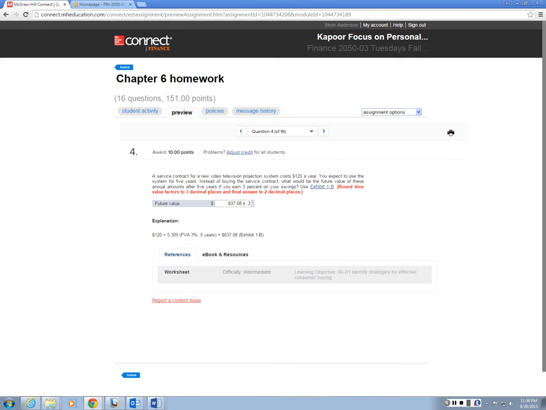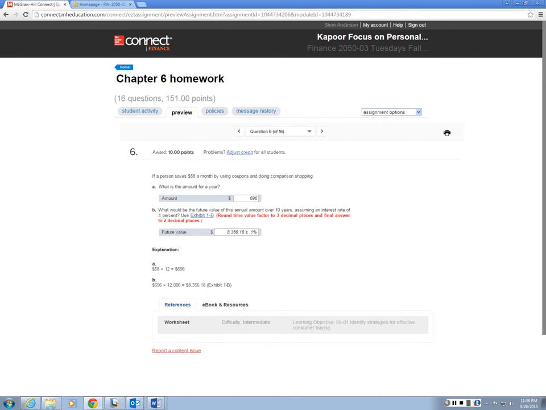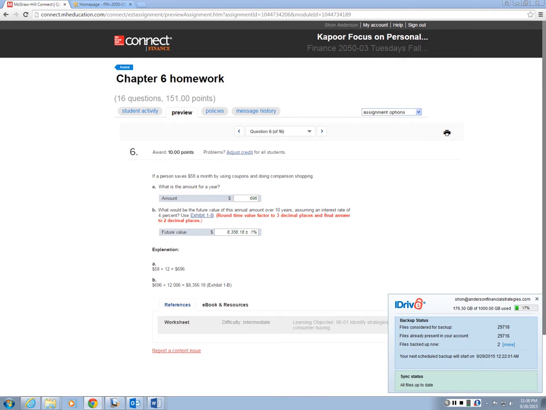4, service contract, looking at future value. We've gone through that. 5, Sally has a major problem with the product, and others have had the same problem. So this is where hundreds or thousands of you will sue on the basis of the same thing. It usually does not cost you a thing. Lawyers do that on contingency, and if they win, they get a big portion of the earnings. But if they don't win, you're not out anything either. 6, if a person has $58 a month using coupons, here's our future value, just illustrating our savings.